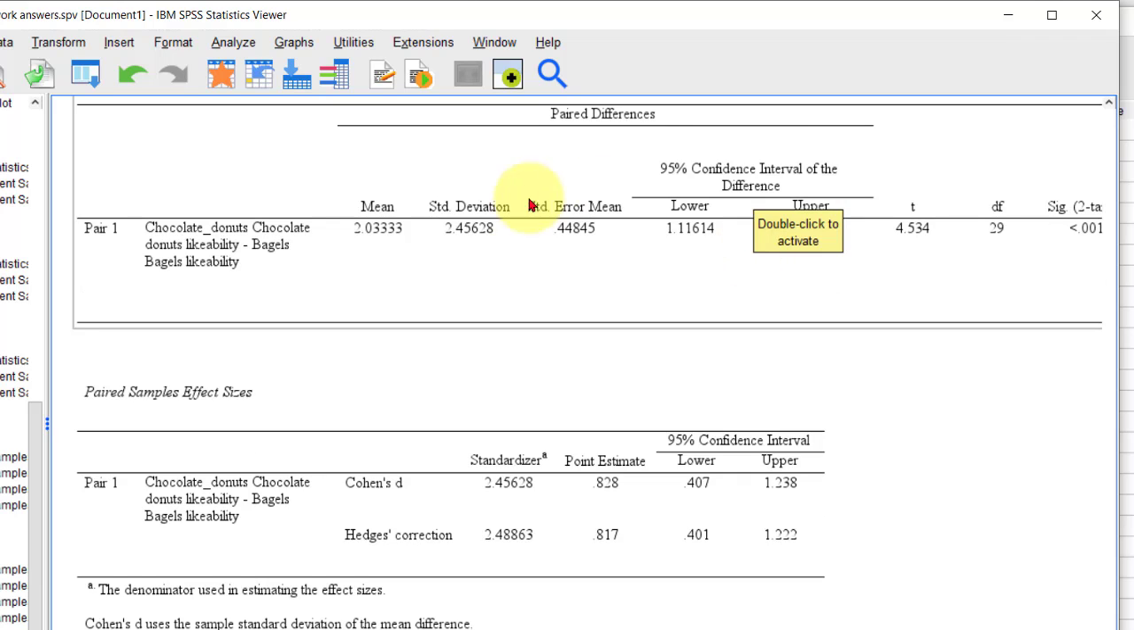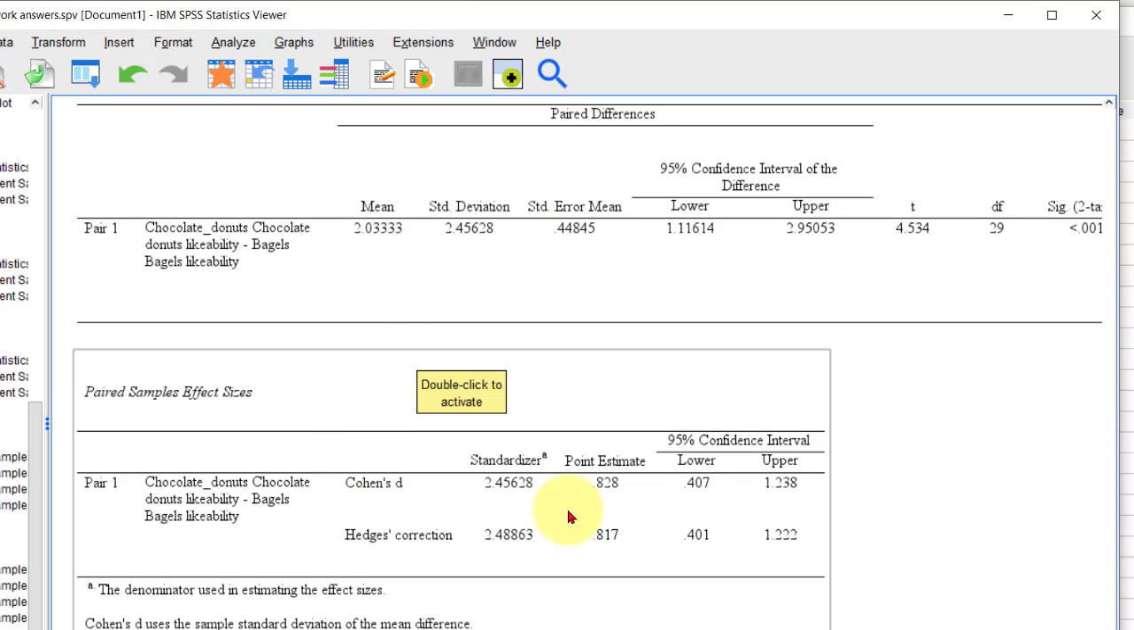And let's get a Cohen's d. There it is right there, 0.8. So the Cohen's d is what we call the point estimate. A point estimate is anything. It could be the mean, the standard deviation, whatever you're looking for. In this case, Cohen's d equals 0.828, which is considered a very high effect size, which is good. All right, that's it.